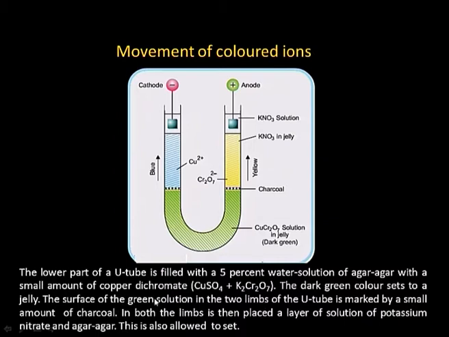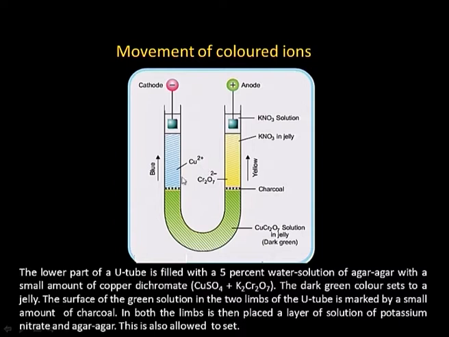We have copper dichromate, which is dark green in color, filled in the lower part of this U tube, which can be marked with charcoal on the limbs. Then on the two sides there is a copper sulphate solution and a potassium nitrate solution. So you have three differently colored solutions present in this method.